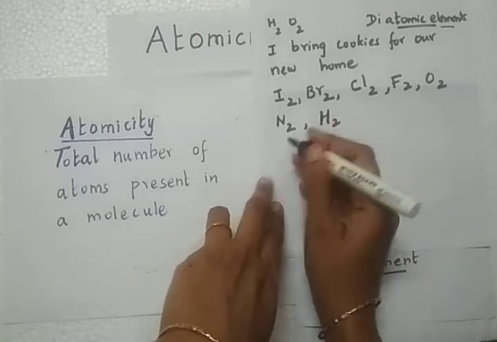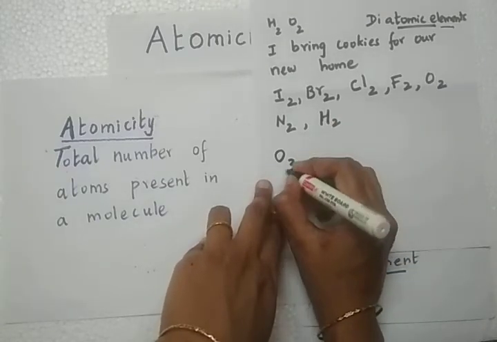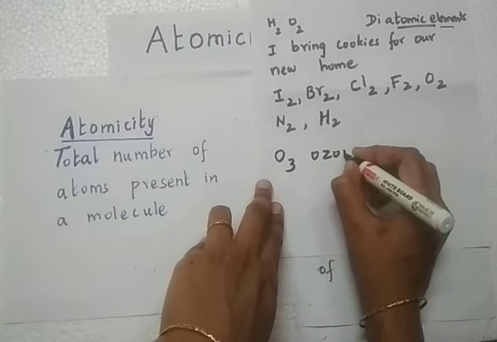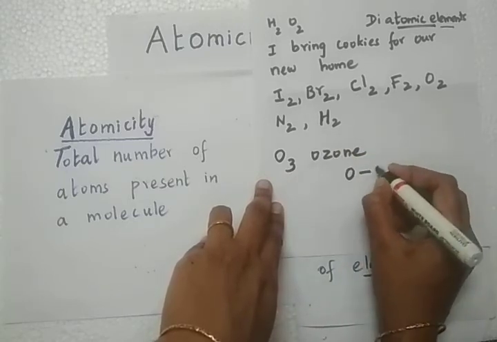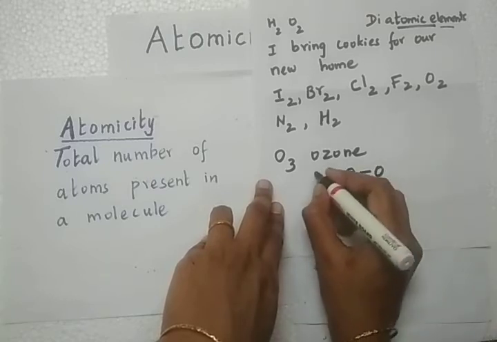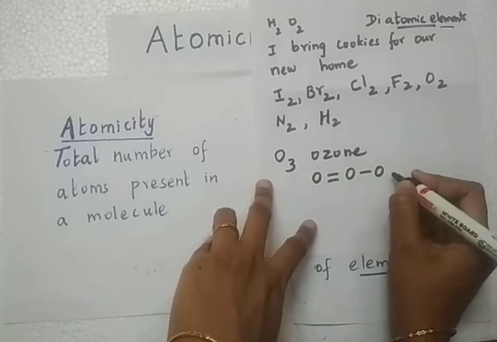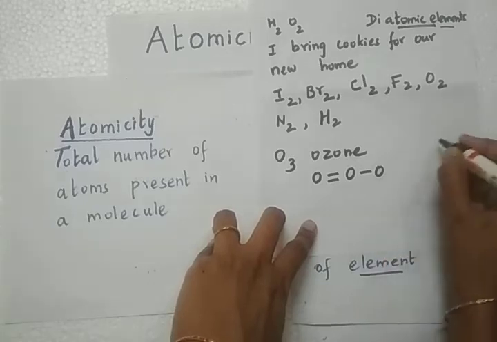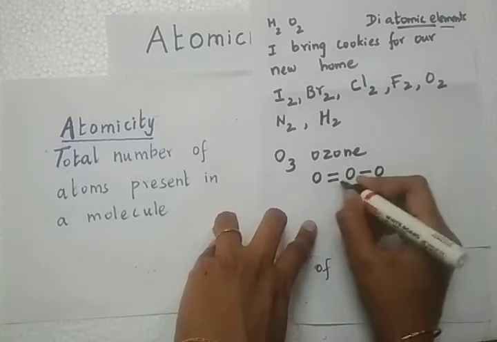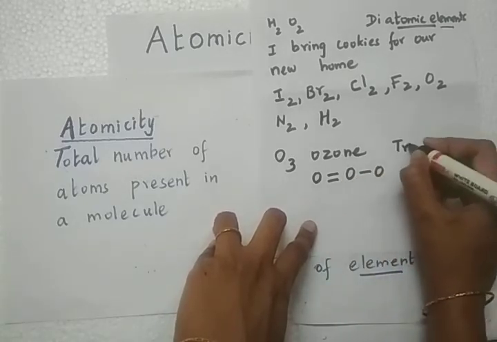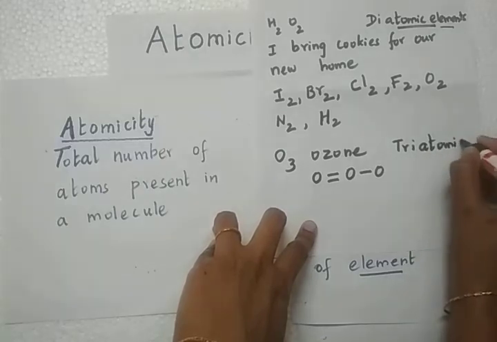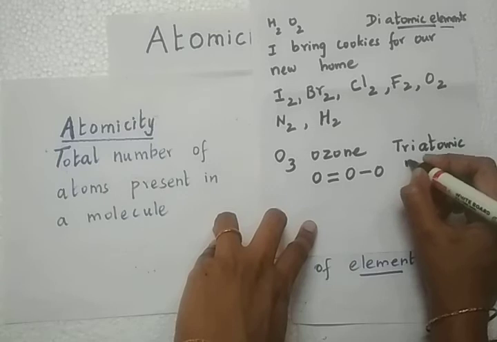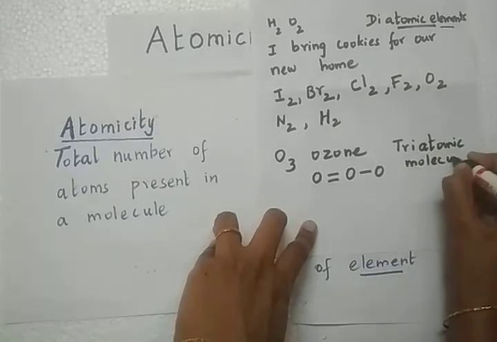Now we will write ozone. What is O3? It is the molecule of ozone. Since three atoms have combined, the bond formation will be like this. A double bond will be formed with one oxygen and a single bond with another oxygen. So totally we have three atoms. So atomicity is 3. Three atoms have combined. So since the atomicity is 3, we call the molecule a triatomic molecule, right?